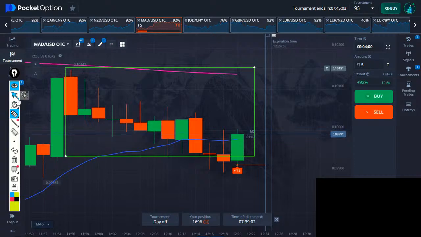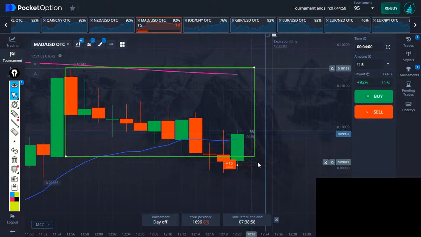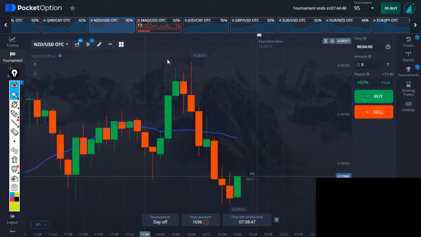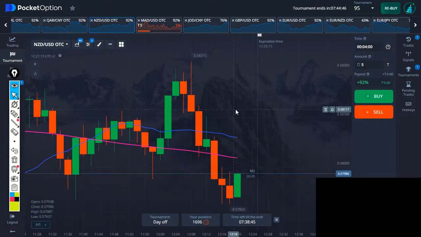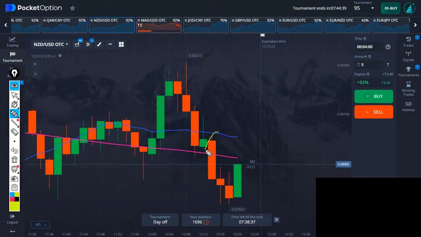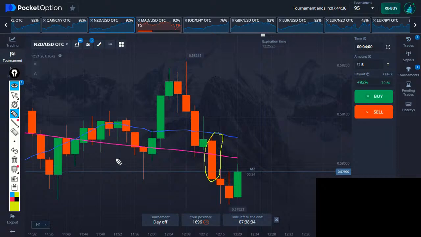However, we still have lots of time left. 3 minutes left. So let's see. Let's find another setup. See, this is beautiful. Look at this. It broke below. Very strong engulfing bearish candle. You took a 4 minute trade, and here you go. I'm not cherry picking, guys. This is something that's happening right now in front of us.